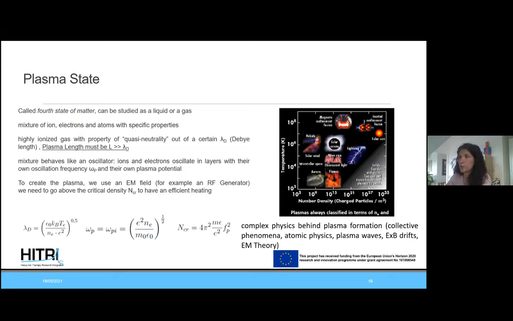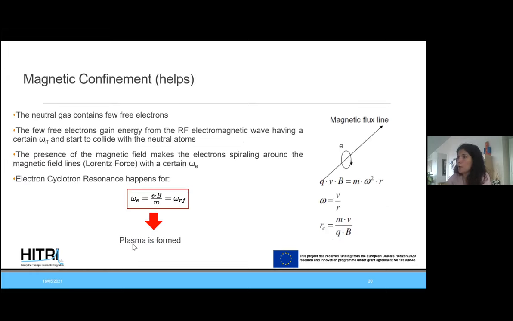Basically the plasma state is the fourth state of matter. You will have a mixture of electrons and ions that, let's say, behave like a harmonic oscillator. And within this state, you can basically create, and generally this is what we use, the plasma state in the ion source to create the desired ion charge state. Plus magnetic confinement, of course, because this will help to favor the ionization process.